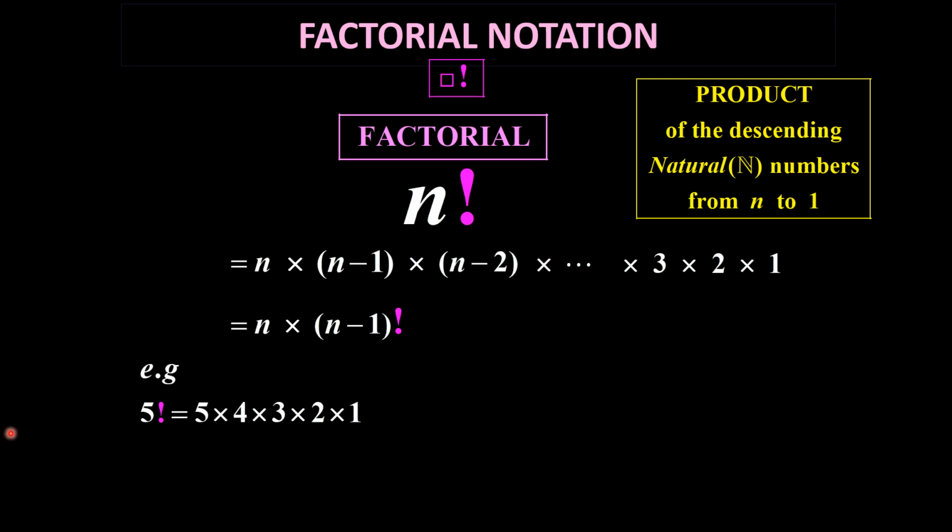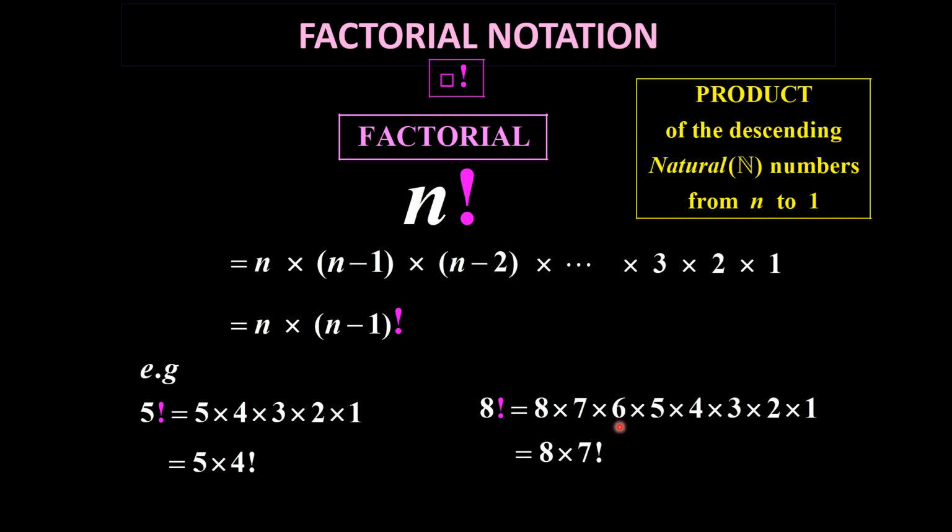For example, I've got 5 factorial, so we start with 5, then descending, it's 4 times 3 times 2 until we get to 1, right? That could also be written as 5 times 4 factorial, and you see this 4 times 3 times 2 times 1 is actually 4 factorial. Similarly, 8 factorial is 8 times 7 times 6 times 5 times 4 times 3 times 2 times 1, which can also be written as 8 times 7 factorial.